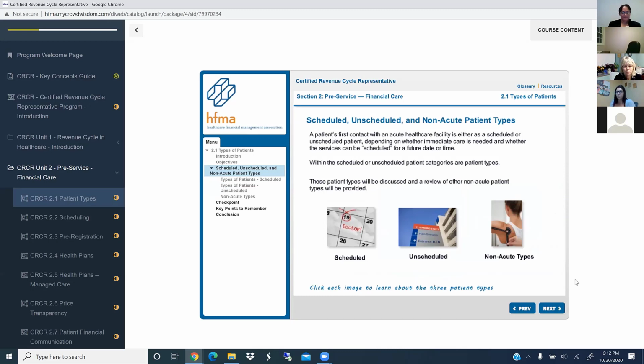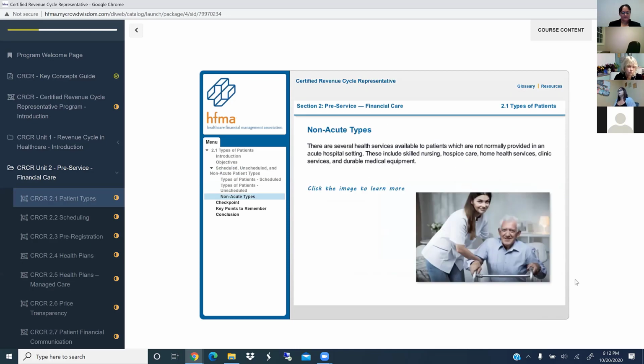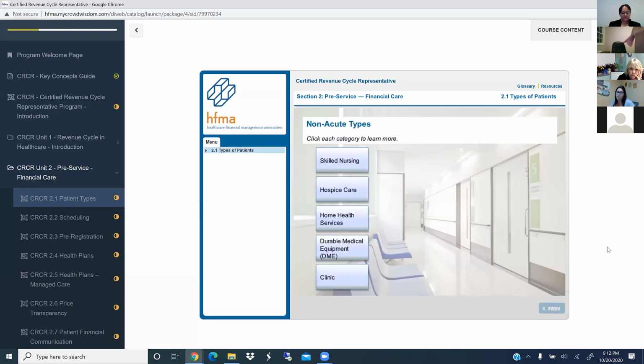And then we will go to non-acute types. There are several health services available to patients which are not normally provided in an acute hospital setting. These include skilled nursing facilities, hospice care, home health services, clinic services, and durable medical equipment. So click the image. I'm sure some of you or most of you are familiar with each type, so I'm just going to go through them quickly.